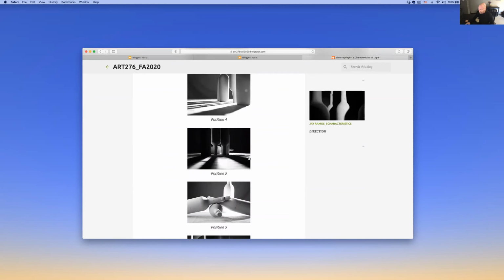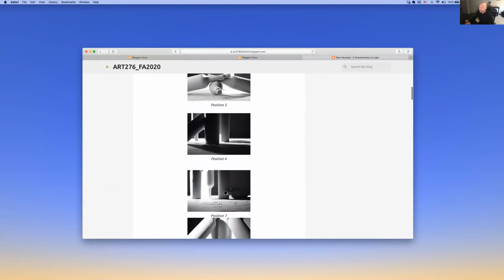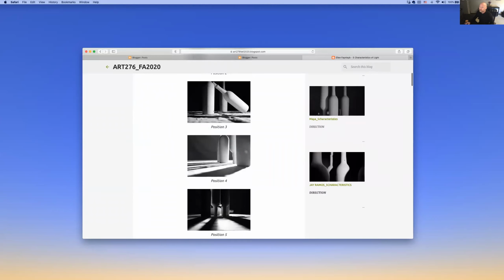Position 5 is correct for this because the light is clearly behind everything. So this is not position 5. You just must have mislabeled that. Position 6, position 7, you're identifying the others correctly. So that looks all good.